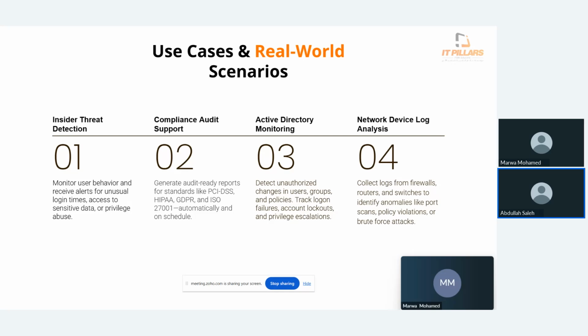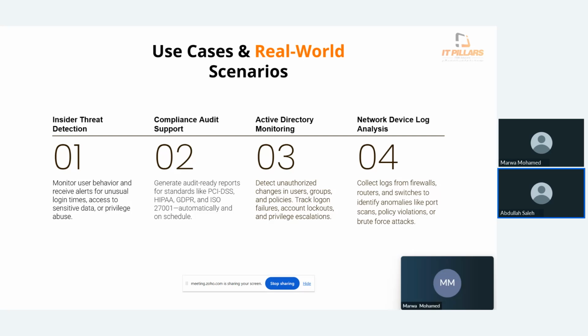If you want to talk about use cases and real-world scenarios, start with insider threat detection. You can monitor the behavior as well as receive alerts for any unusual logs in the system. For compliance audit support, the system can help you generate ready reports to use for standards, let's say here in Saudi Arabia, for the NCA. For Active Directory monitoring, you can forward the logs from your Active Directory, whether it is on-prem or cloud, like Entra ID, and start analyzing the logs, which will help you make your organization safe.